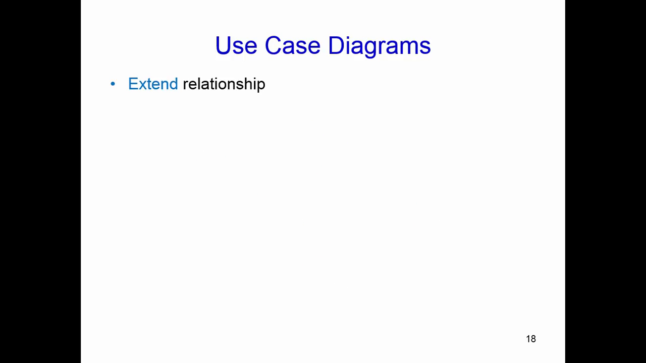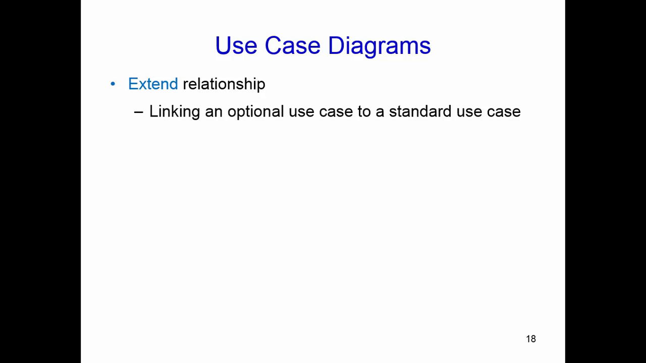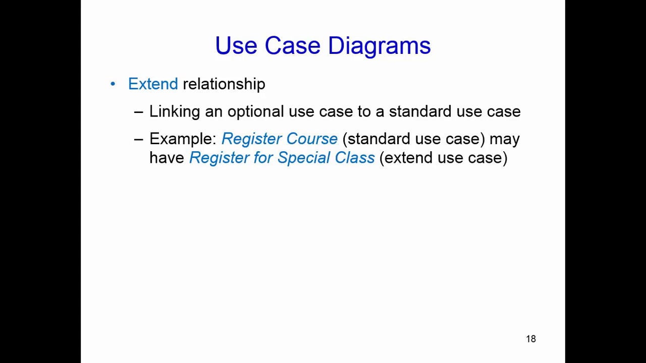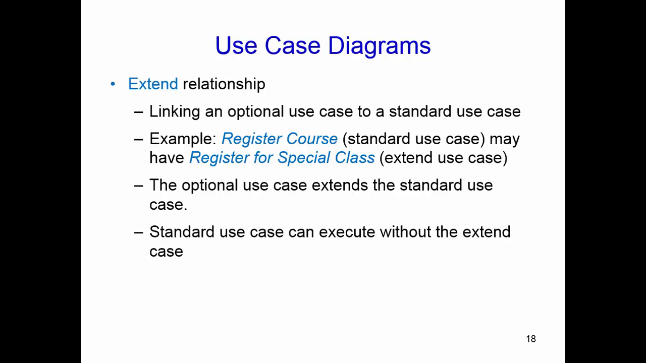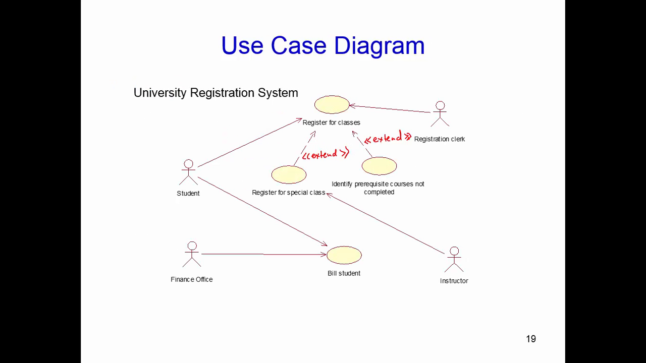Another example, use case diagrams' extend relationship, linking an optional use case to a standard use case. So for example, register for course, that will be the standard use case, may have register for a special class, which is an extend use case. The optional use case extends the standard use case. The standard use case can execute without the extend use case. So that's what we are showing in this diagram.